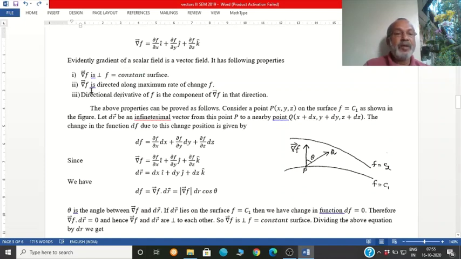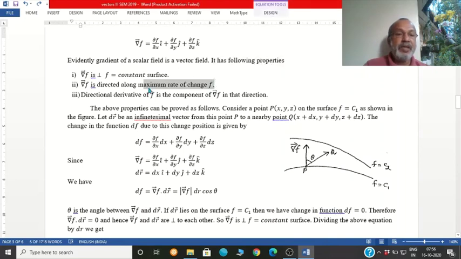The second property of del f is that it is directed along the maximum rate of change of the function. When you change the position, f also will change. So f will change in a different way in different directions. So there will be a direction in which the rate of change is maximum, and del f is directed along the direction in which maximum rate of change of function occurs.